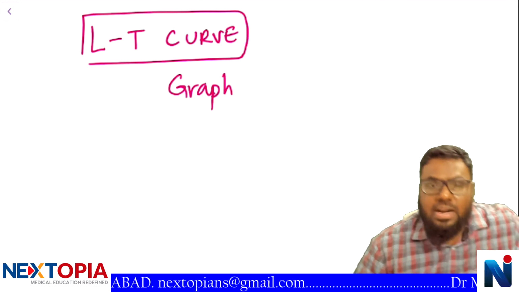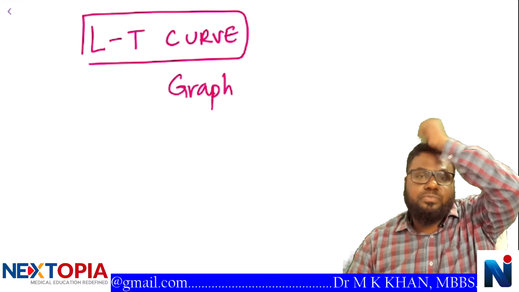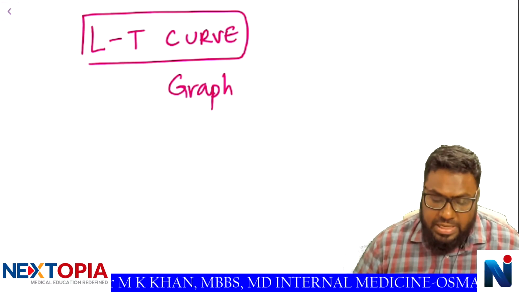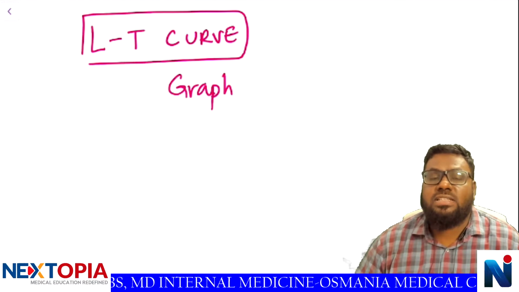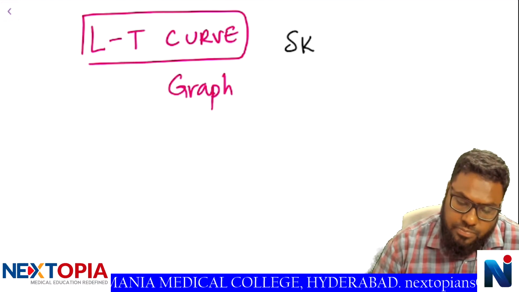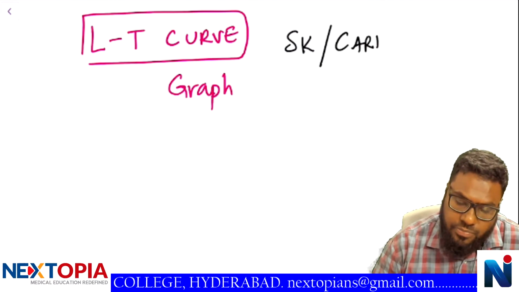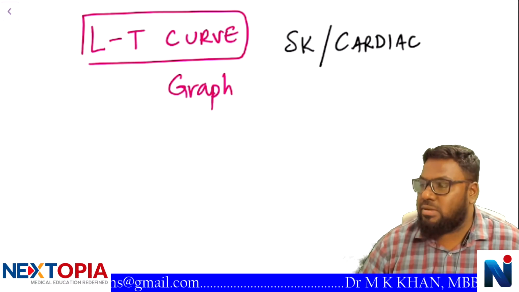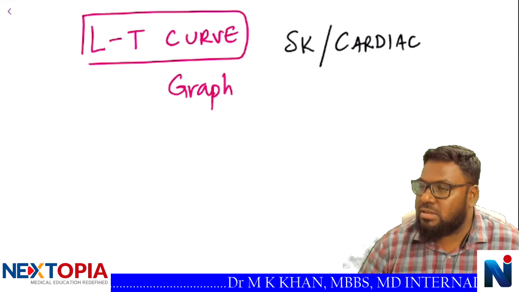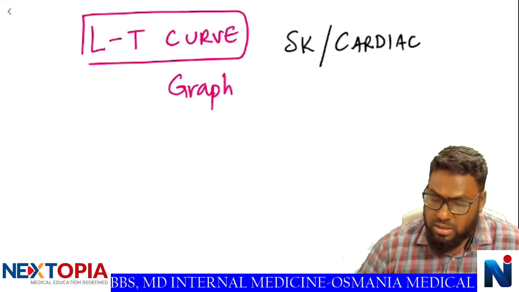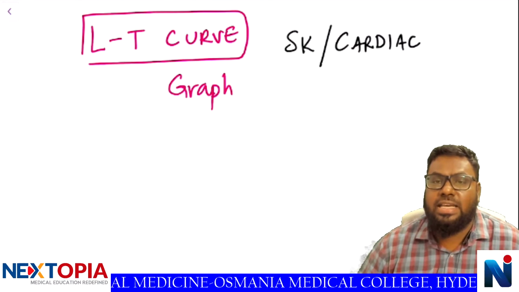You try to draw a graph, and this graph is measuring the tension that is applied onto the skeletal muscle or cardiac muscle, and you try to understand what are the changes that are occurring. What is the pattern of changes that are occurring in this graph?